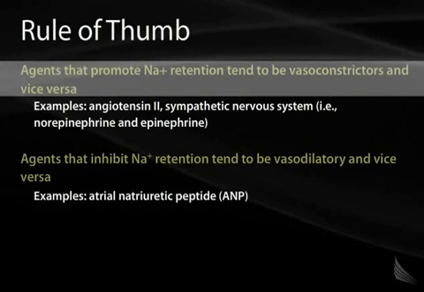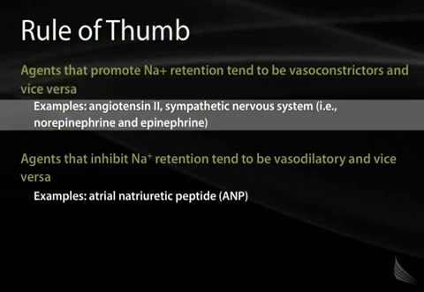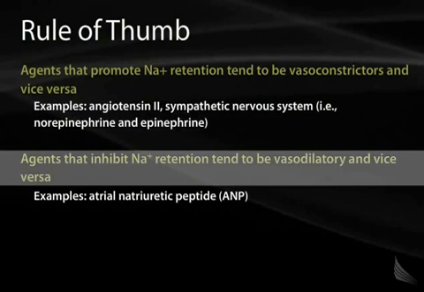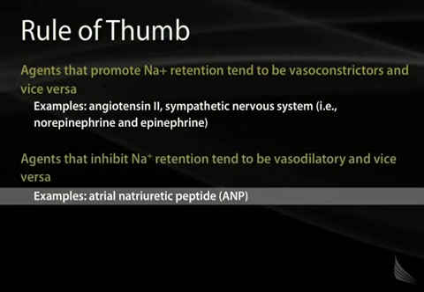Once again, recall that agents that promote sodium retention tend to increase water reabsorption and increase total body volume. Also, agents that promote sodium retention also tend to be vasoconstrictors, and vice versa. The examples are angiotensin II and the catecholamines of the sympathetic nervous system, that is, norepinephrine and epinephrine. Agents that inhibit sodium retention tend to be vasodilatory and also decrease sodium and water reabsorption. The example is atrial natriuretic peptide.